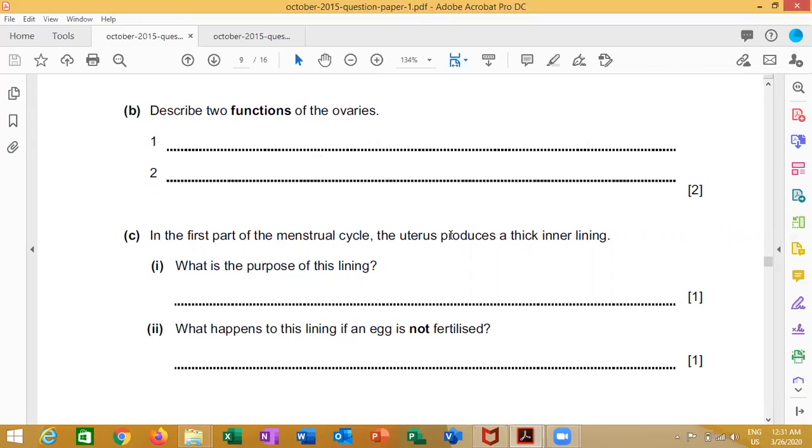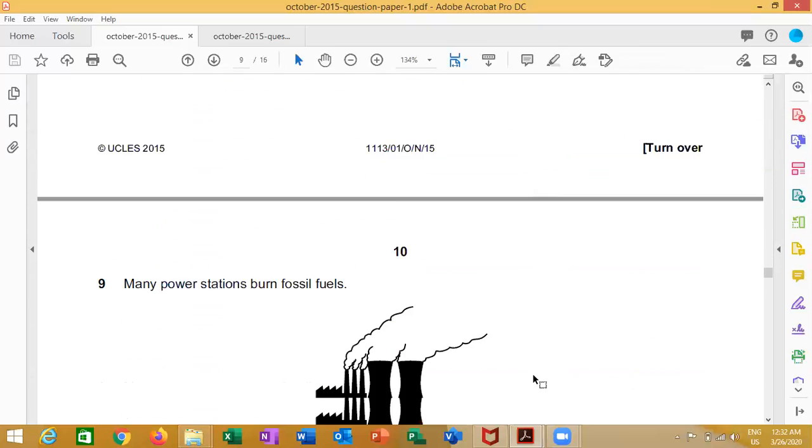In the menstrual cycle, the uterus produces a thick inner lining. Why do you think the thick inner lining is very important here? Number 1, because it will be prepared for receiving the fertilized egg to be implanted in the lining of the uterus. And here, guys, you have to refer to the fertilized egg. What happens to the lining of the uterus if the egg is not fertilized? It will be released as a period, or menstruation will happen, or the blood will come out of the vagina. Or you can mention that the lining of the uterus will shed or break down. Next question.